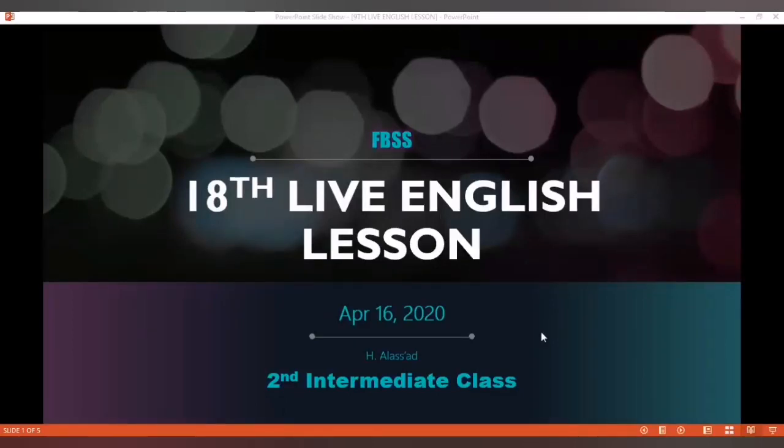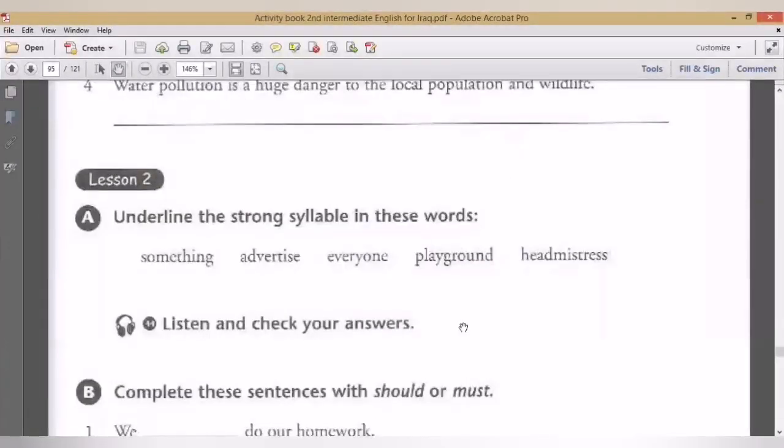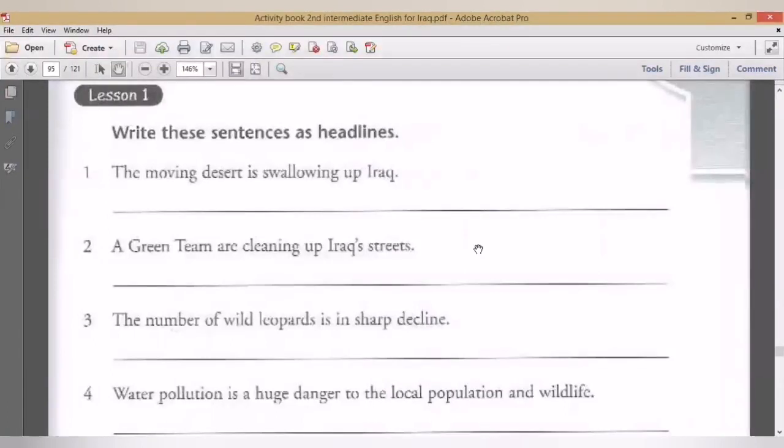Okay. So last time we studied lesson 1 of unit 7, right? Have we done the exercise of lesson 1, unit 7? I think we haven't, right? So let us do this exercise of lesson 1, unit 7.